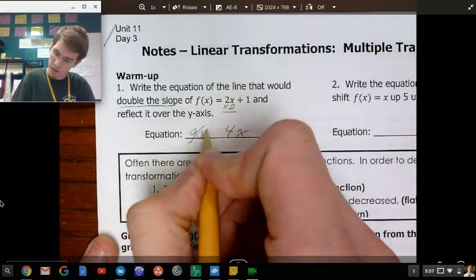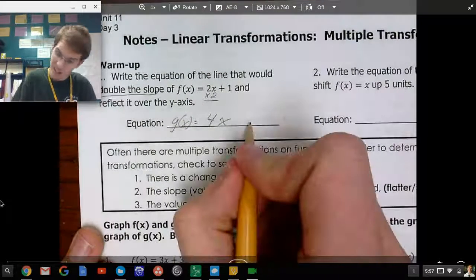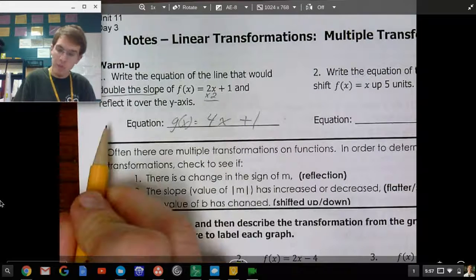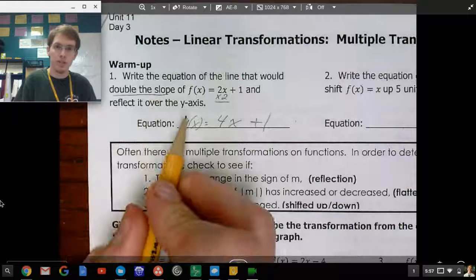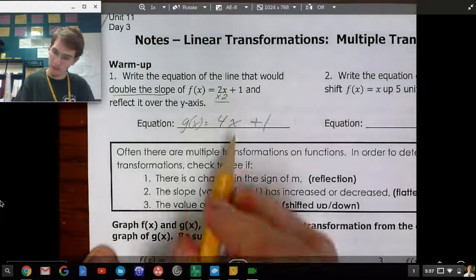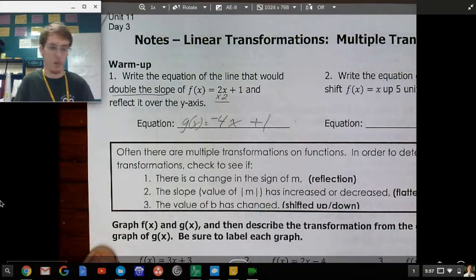Let's see, g of x for our new equation. g of x equals 4x. They didn't say anything about shifting it, so it's going to be a plus 1 there. But then we also reflect over the x-axis. Well, reflections, we said, all it does is it changes the sign. Changes this from a positive 4 to a negative 4. So there's our equation for that.